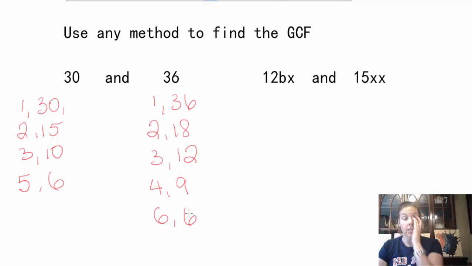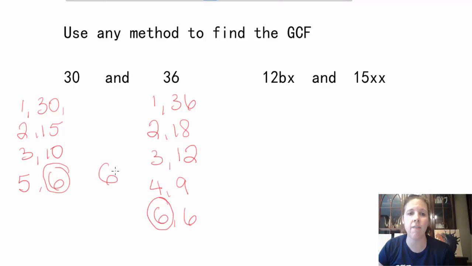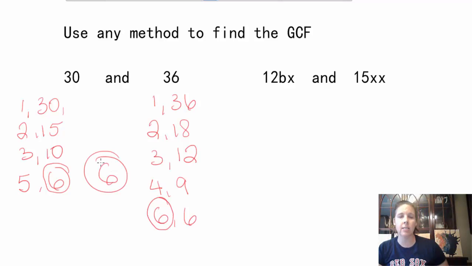Okay, and then you just find the biggest one that they have in common. Well, the biggest number that I see that they have in common is the 6. So we know our greatest common factor is 6. So when it's smaller, more common numbers, it might be easier to just do it this way. Okay, if it doesn't tell you, you can do it any way you want.